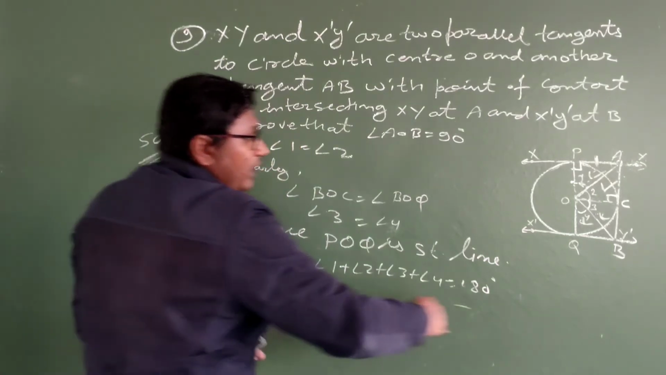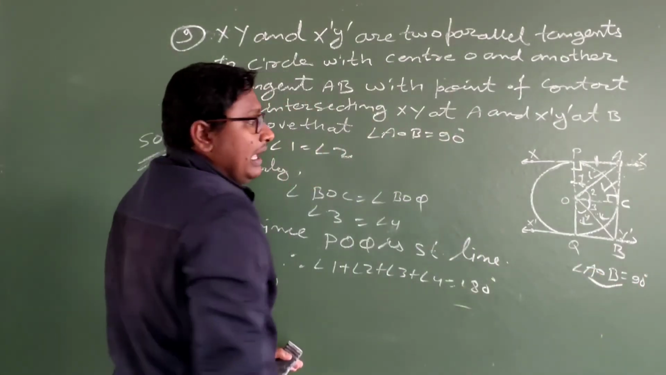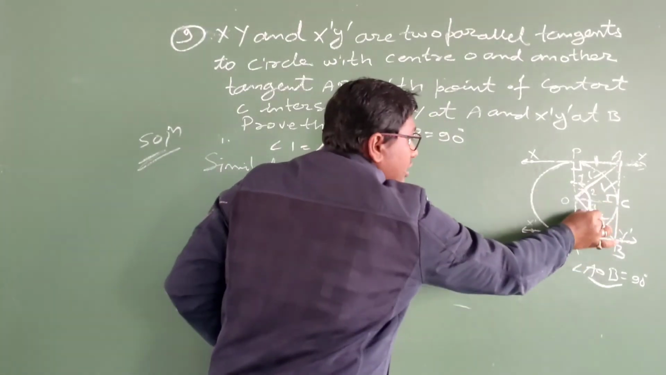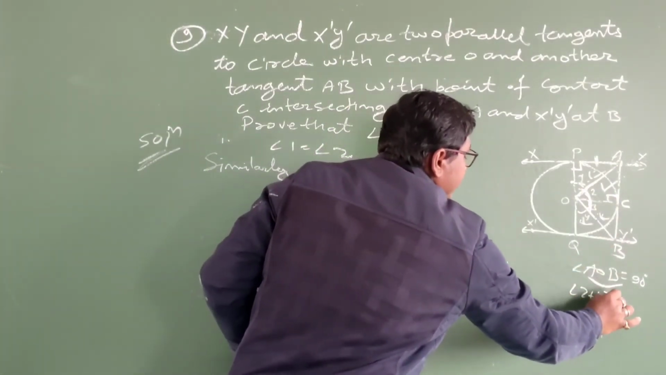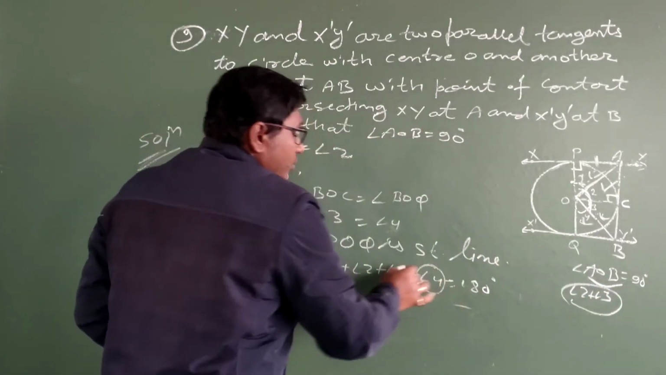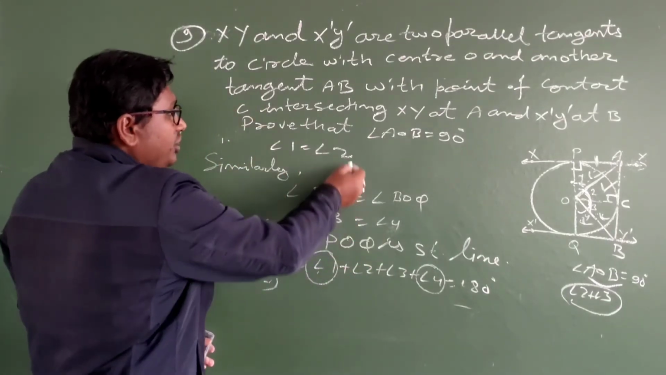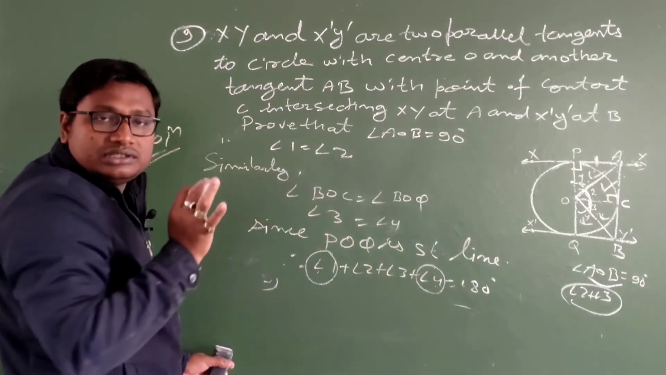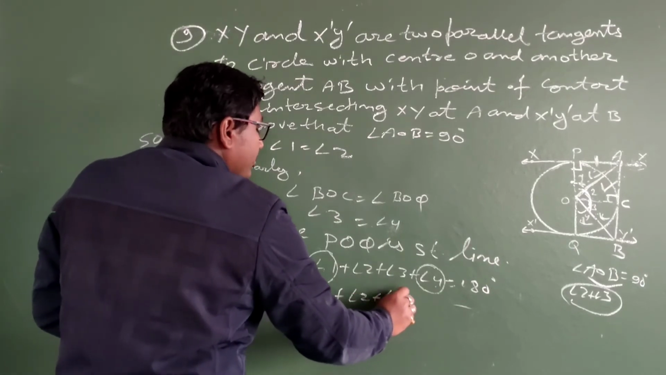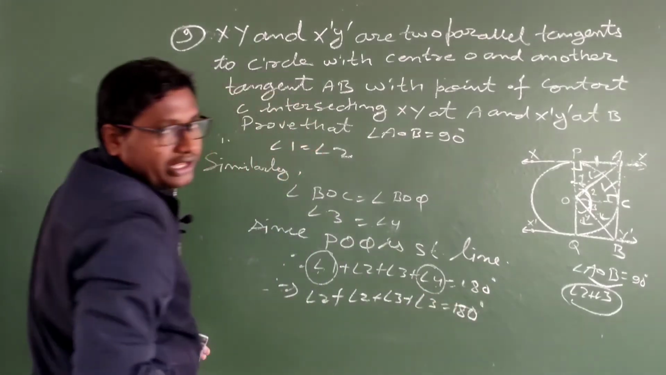So now what do we need to prove? We need to prove AOB is equal to 90. This angle we need to prove, and AOB means angle 2 and 3. So angle 2 plus 3, we need to get angle 2 and 3 and remove 1 and 4. Removing means we need to change it. 1 should be changed to 2 and 4 should be changed to 3, because these two angles are equal.